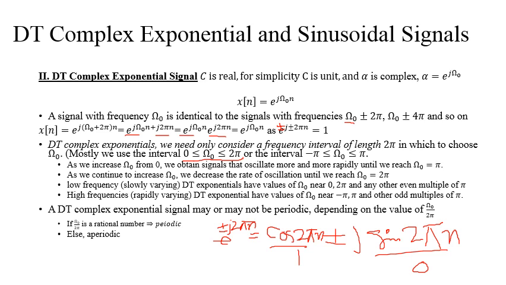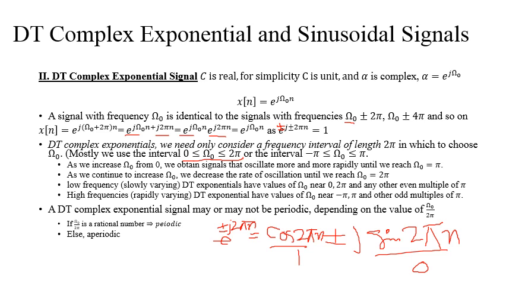The explanation for this is, as we increase omega naught, the frequency of the discrete time signal, from 0, we obtain signals that oscillate more and more rapidly, right? As we increase it, the oscillation increases more rapidly until we reach pi. After pi, it starts to decrease, and at 2 pi it is the same as it was at 0, right?